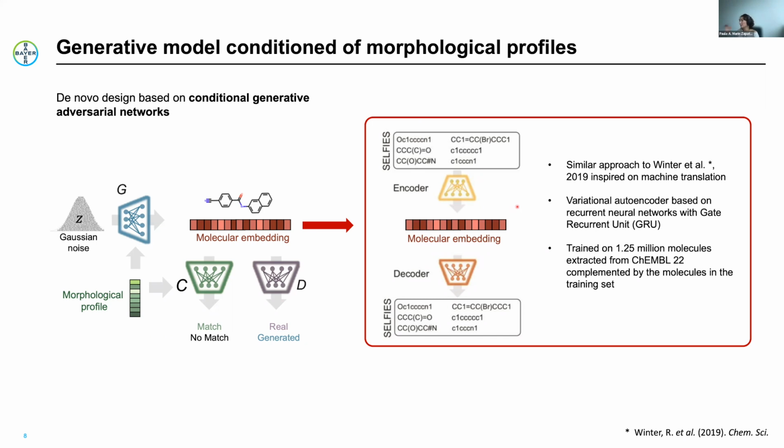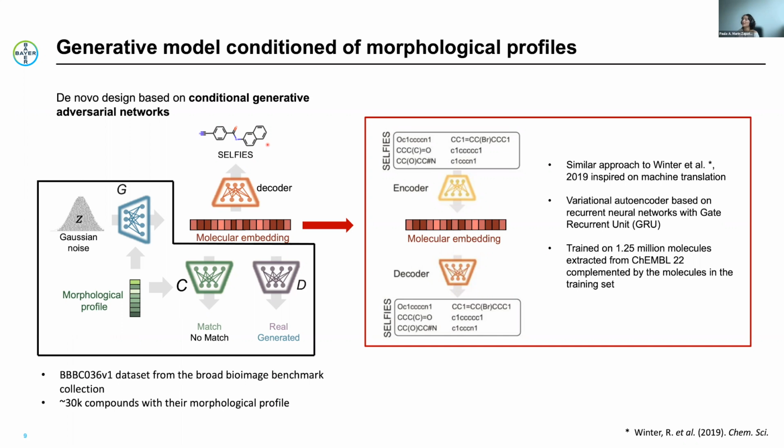And it was based on recurrent neural networks, and it was trained on ChEMBL 21 using 1.2 million molecules. And this embedding was trained before we even start training the GAN. At the end, once this model is trained, we just use the decoder to decode from the molecular embedding into SELFIES representations, and then interpretable molecules. And then the other part of the model is trained together.